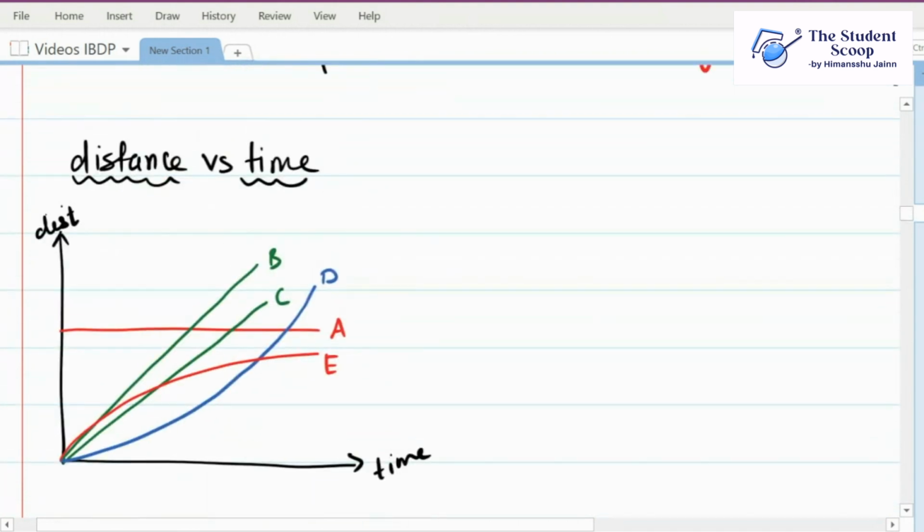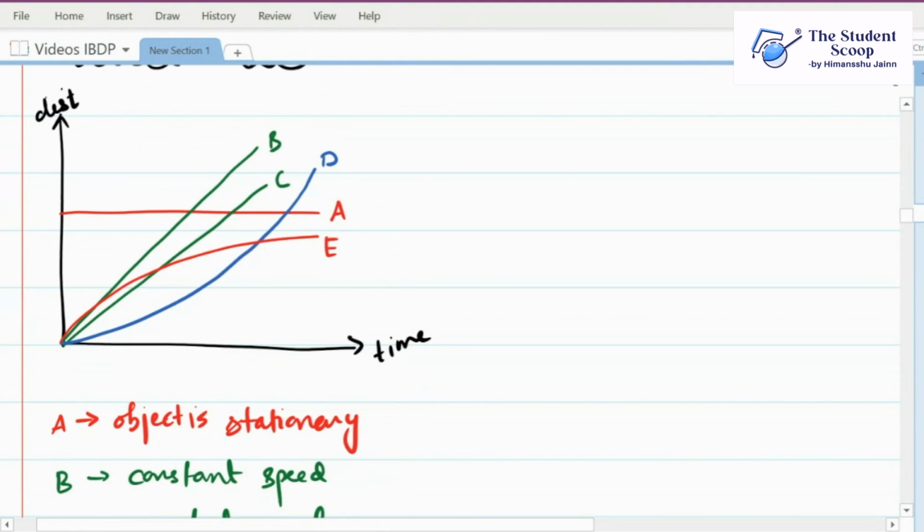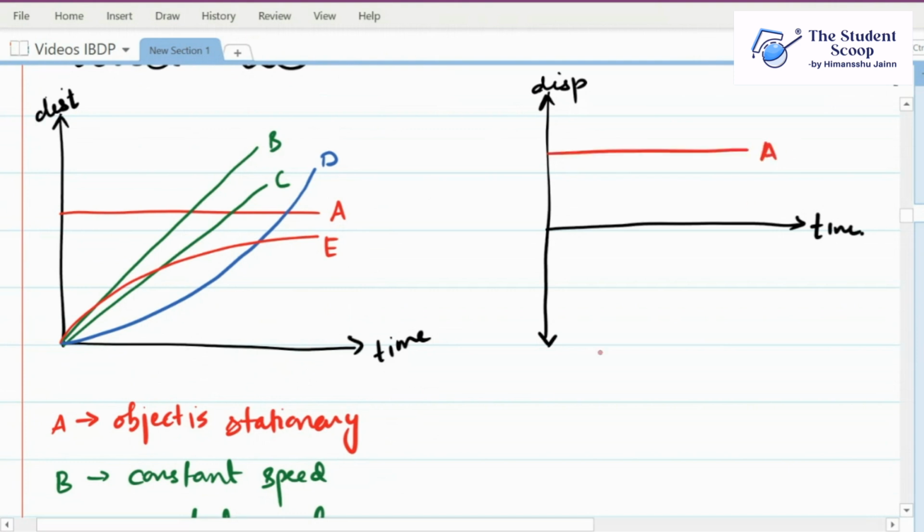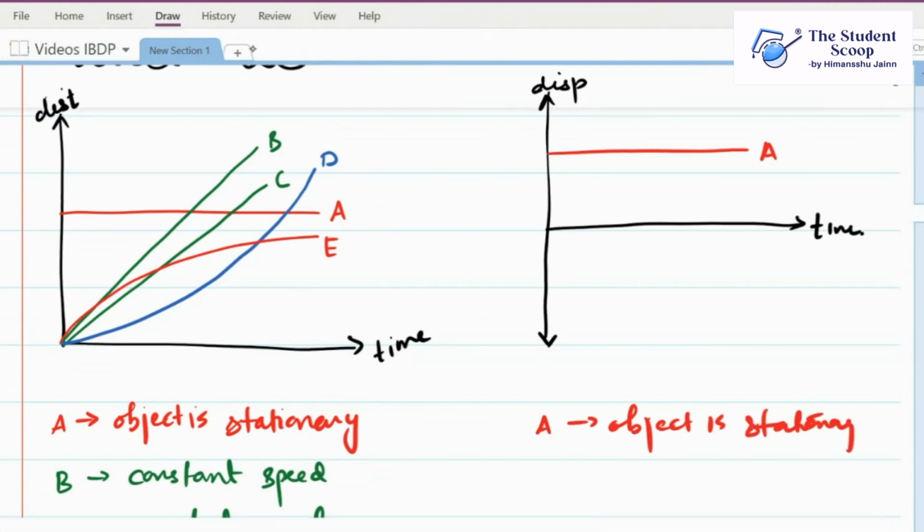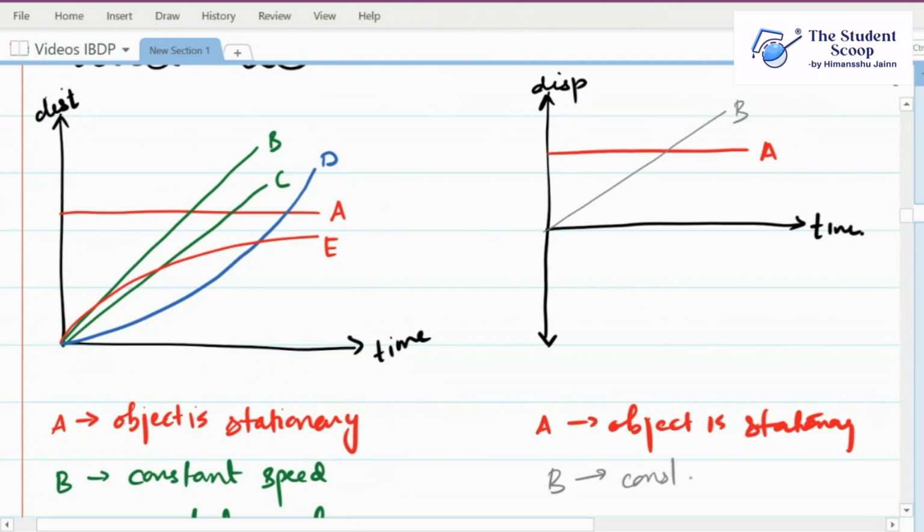So these are the different scenarios that are possible. Now, what are the different cases for a displacement versus time graph? Is it exactly similar to the distance versus time graph? Let's see. I will need both a positive and a negative axis here. So this is a displacement versus time graph. The first scenario I would like to draw is the same A, where the object is stationary. Then let's say we have something like this, where the graph has a gradient. So B represents a constant velocity.